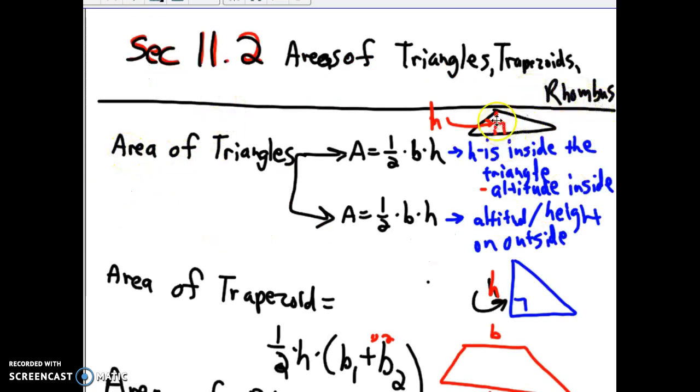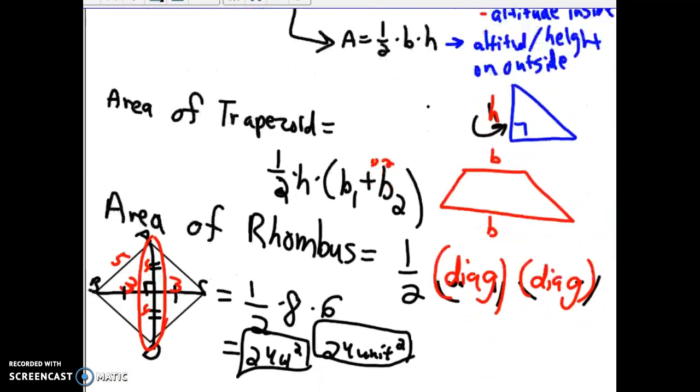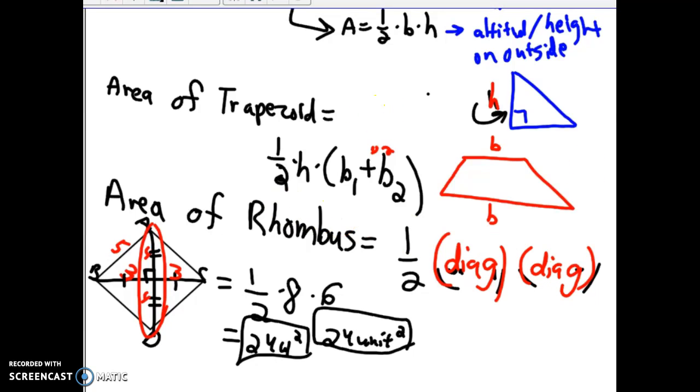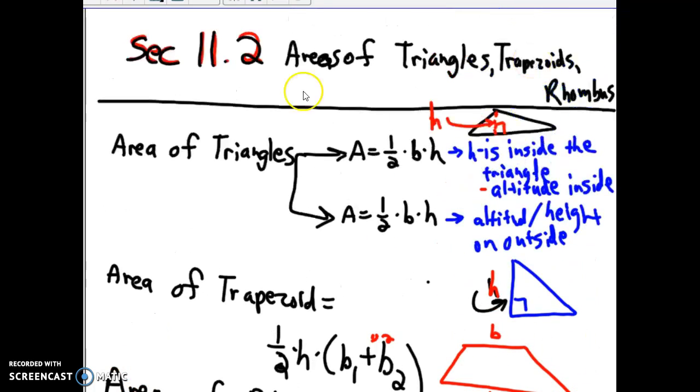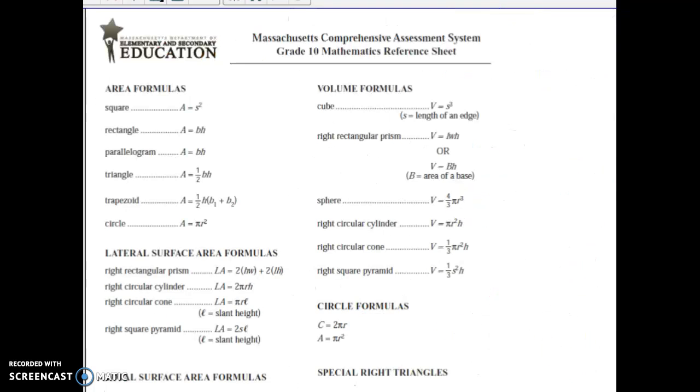There are 2 types of triangles: a triangle where the altitude, or the height, is in the middle, and a triangle where the altitude is on the outside. Then we have trapezoids, where the bases you add together, those are the 2 parallel parts. Then we did rhombus, which is a carryover from a section we did earlier, which is 1/2 diagonal times diagonal. We also did square, which is the side squared. So as we were checking off these, we've done square, rectangle, parallelogram, triangle, trapezoid, we've done them all.